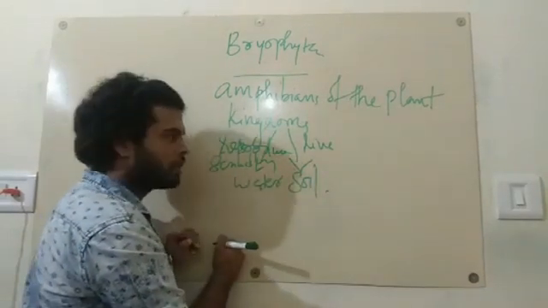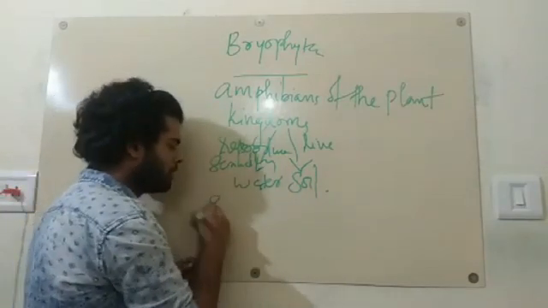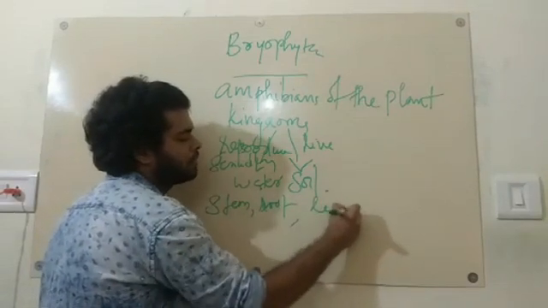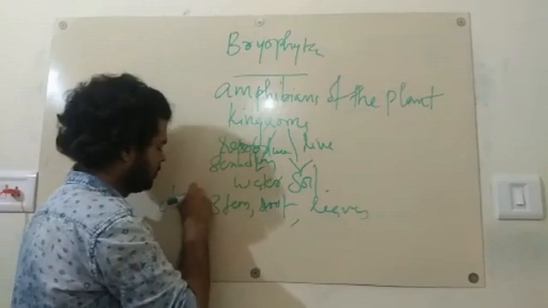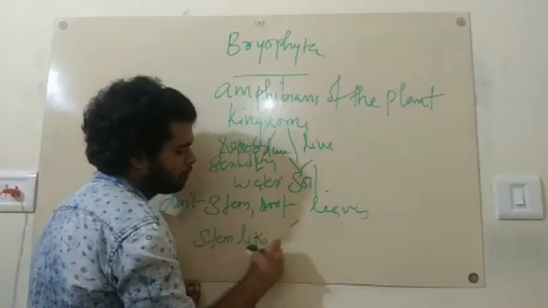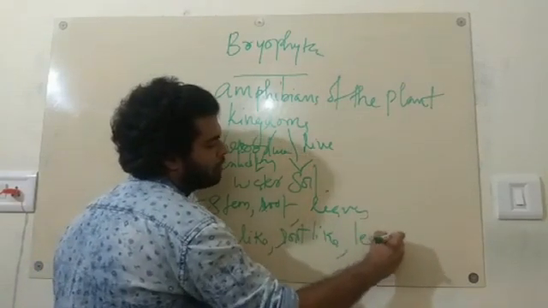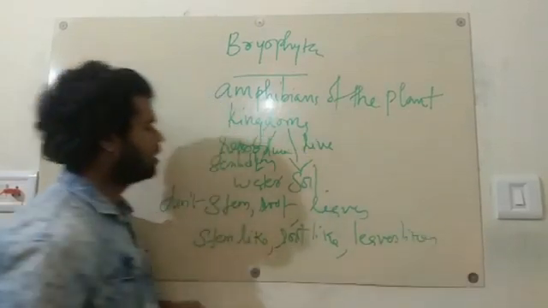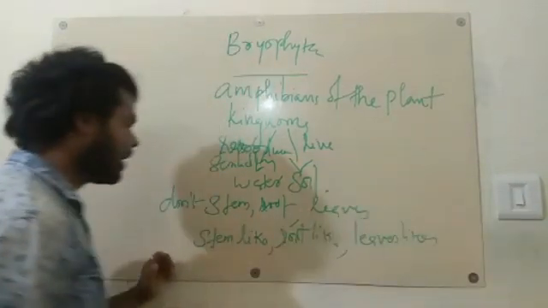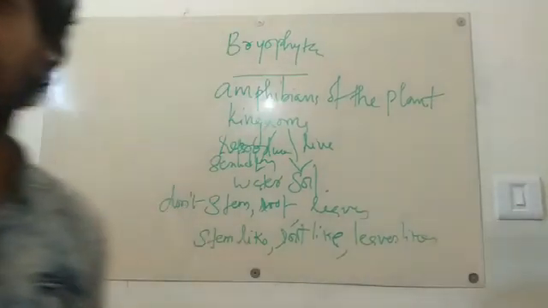The body is commonly differentiated, but they don't have true stem, roots and leaves. They have stem-like, root-like and leaf-like structures in their body.